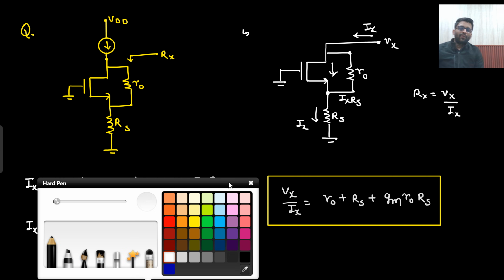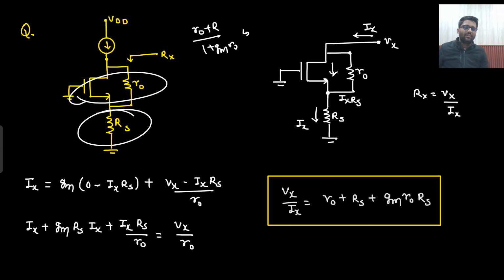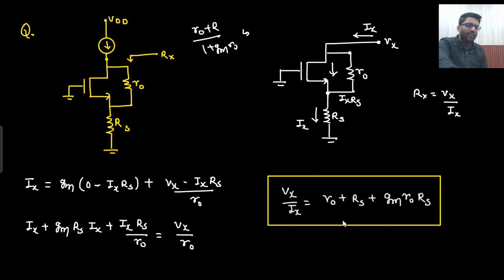When I was looking from here to the upper side, my answer was R naught plus Rd upon 1 plus Gm R naught. If you remember, when I was looking from the source, the gate was grounded, and the answer was R naught plus Rd upon 1 plus Gm R naught. If I am looking from the drain, the answer is R naught plus Rs plus Gm R naught Rs. This is the way you will remember.